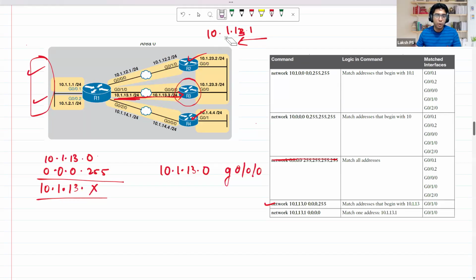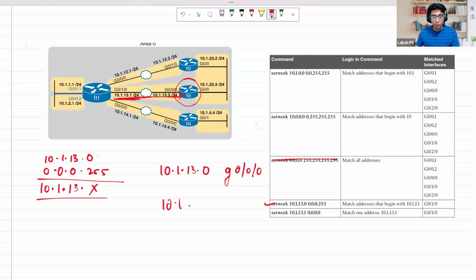The only router that will know about the 10.1.13 network is R3, because from that interface only, R3 received the information of that network. Again, R3 will never know about the 10.1.14 network, 10.1.12 network, 10.1.1 network, 10.1.2 network, or any other network. It will only know about the 10.1.13 network, because that is what this particular interface was about. Clear? I hope a bit of confusion is cleared with this example.